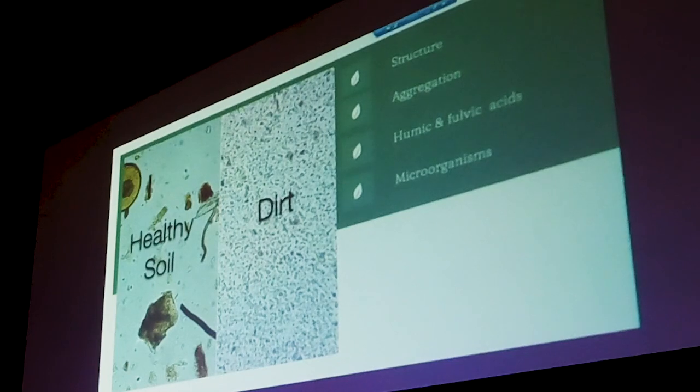There's no space there for water. There's no space for roots to grow. There's no space for microbes to live. So how useful do you think my compost extract is going to be if I dump it on the soil? It's not going to work very well, right?